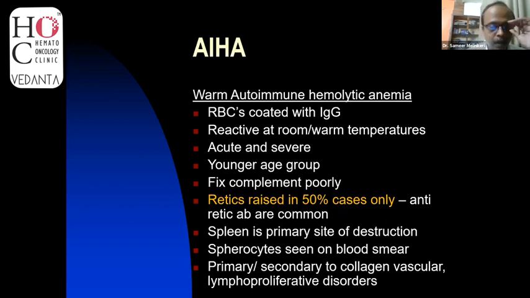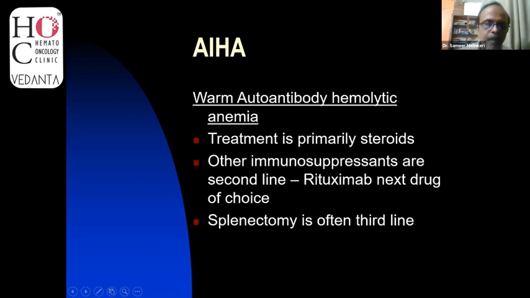The spleen is the primary site of destruction. Spherocytes are seen in the peripheral blood smear, and it could be primary, in which there's no other secondary cause, or secondary to collagen vascular disorders or lymphoproliferative disorders, which commonly cause AIHA. And in warm antibody hemolytic anemia, the primary treatment is immunosuppression, so steroids are the primary line of treatment, and then other secondary drugs such as rituximab, some of the other immunosuppressants, and splenectomy are treatments for this condition.